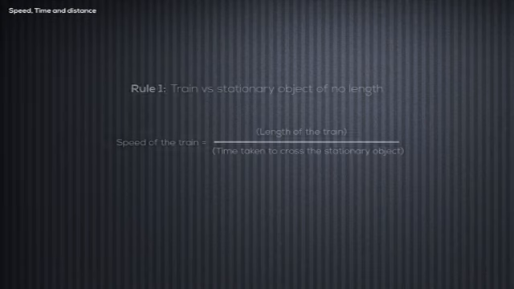General rules. Rule number 1. Train versus stationary object of no length. Time taken by a train of length L meters to pass a stationary object such as a pole, standing man or a building is equal to the time taken by the train to cover L meters. Here, speed of the train is equal to length of the train by time taken to cross the stationary object.